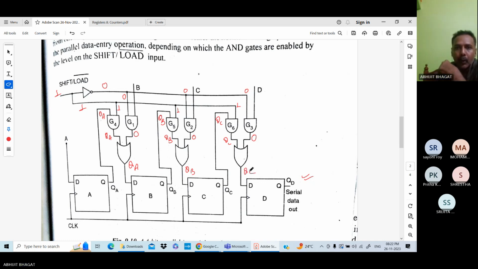Okay. So after loading all the data, then you put here 1. Then what? पहले क्या था? QA जो था यहाँ पे था. Next, जब 1 कर दिए तो क्या हो? This QA is shifting to this one, and all bits are shifting by 1. QA यहाँ पे चला गया, QB यहाँ पे चला गया, QC यहाँ पे चला गया. Clear?